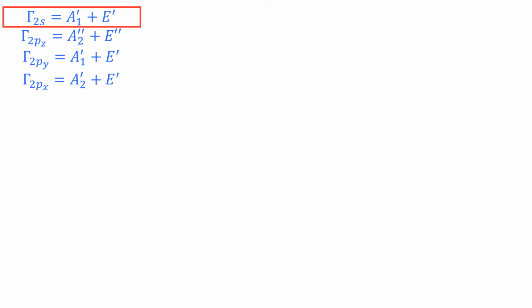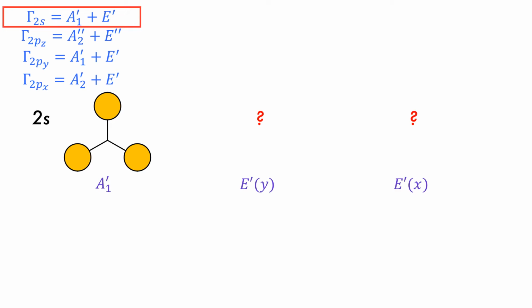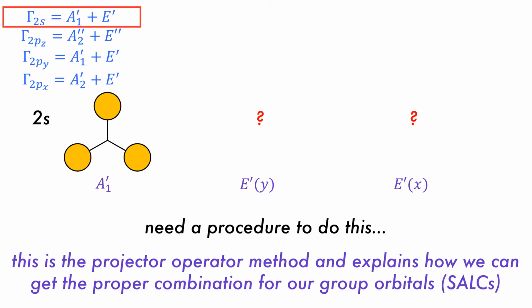Looking at the 2s orbitals then, let's try and construct their diagrams. The A1' is just the totally symmetric representation and has all the s orbitals in phase. But what do the E'x and E'y look like? As we have 3 orbitals, we need a procedure to make sure we obtain the correct combination for our linear combination of atomic orbitals. This is the projection operator method, which will give us a systematic way to find our symmetry-adapted linear combinations from the atomic orbitals. The projection operator method will only give us one of the E' orbitals. The other we obtain from normalization and orthogonality.